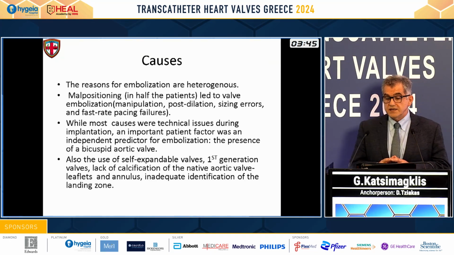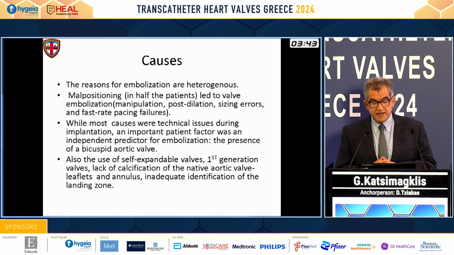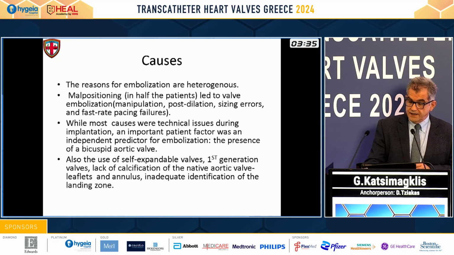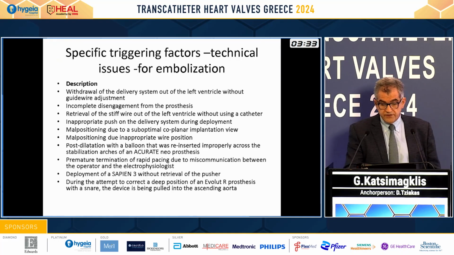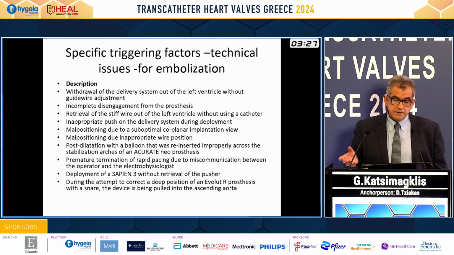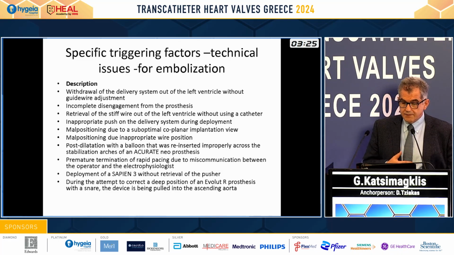But there was, from this TAVI registry, an independent predictor of embolization. This was the presence of the bicuspid aortic valve. Also, the use of self-expanding valves, lack of calcification of the native aortic valve, and inadequate identification of the landing zones. These are different technical issues. There is no time to mention all of them.